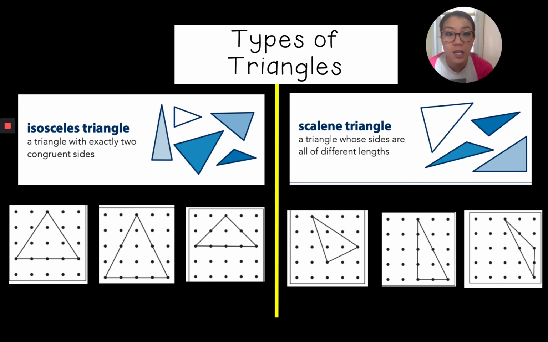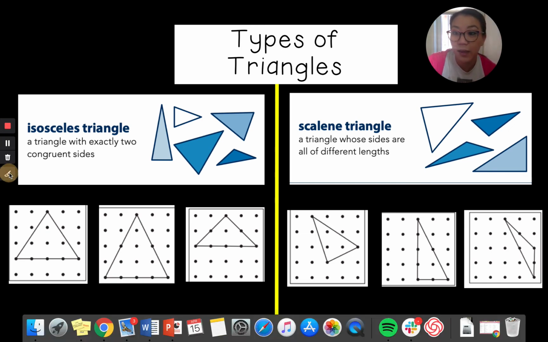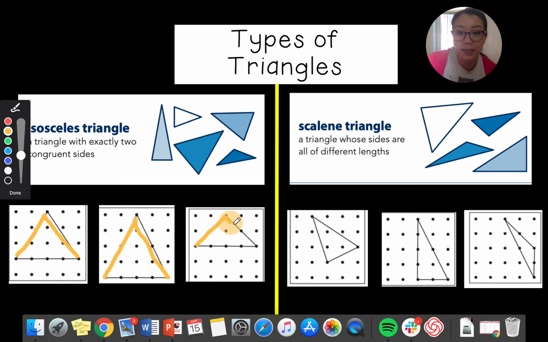So take a look at the 3 pictures on the left under isosceles triangle, okay? Do you see how the 2 sides that create this shape are the same length, okay? For example, if I were to draw on this side and this side, those are the same length. On the second triangle, this side and this side, same length. And then this last triangle, that side and that side are the same length, okay?